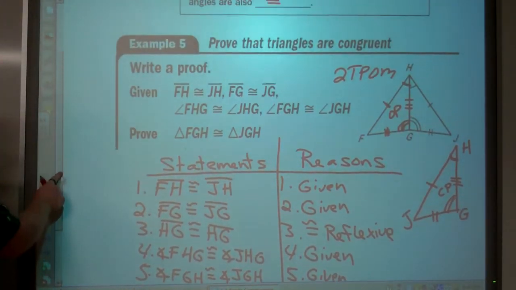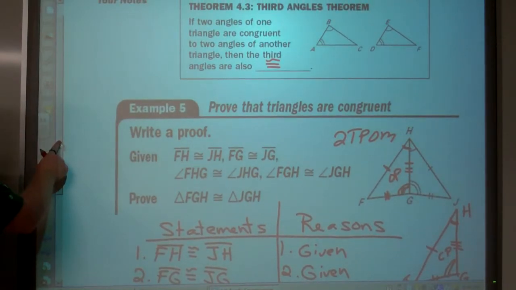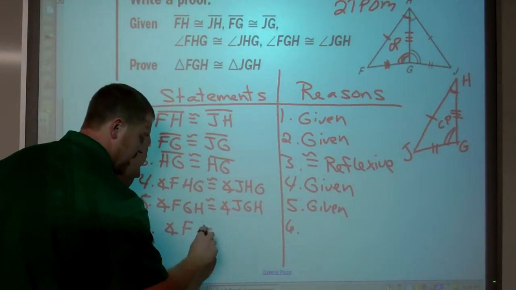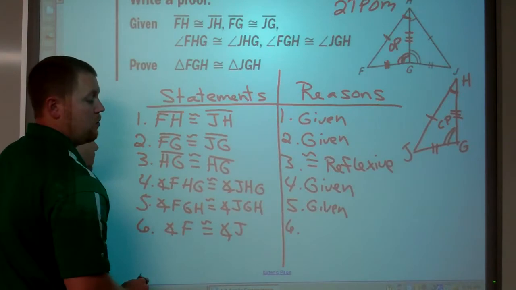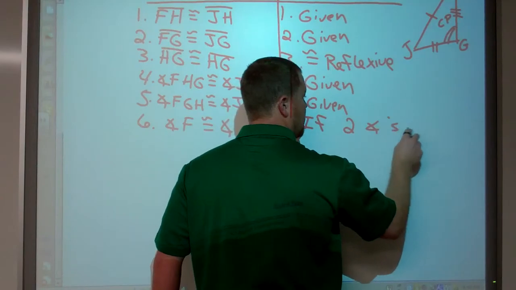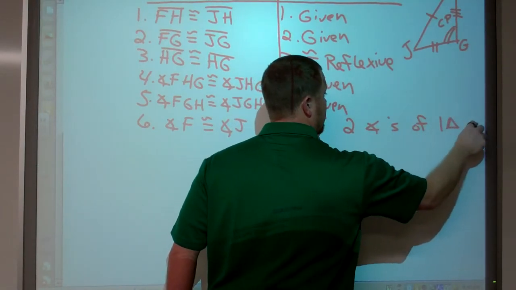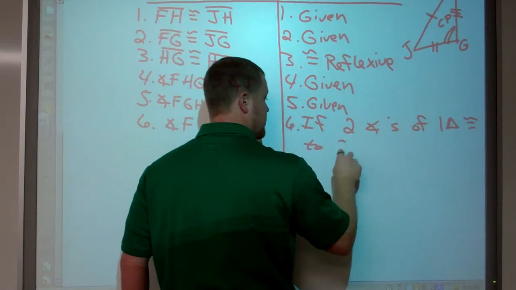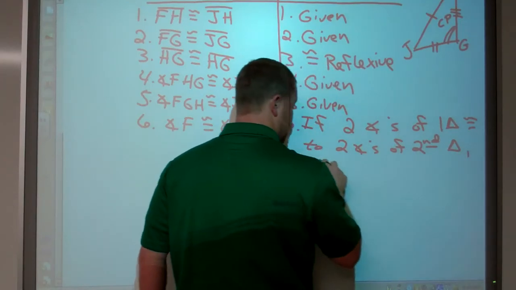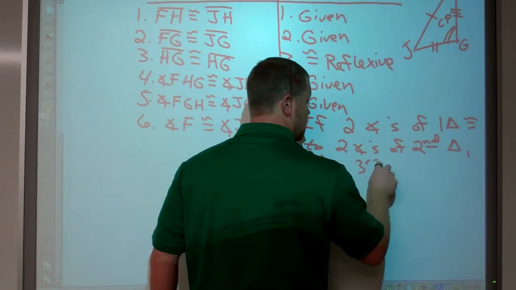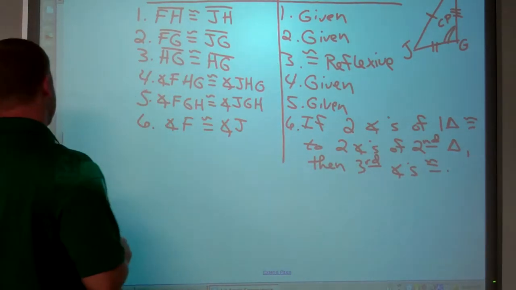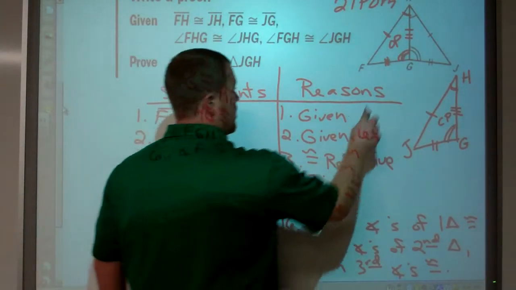Now, can we get the third angles to be congruent? Well, we just learned about up here the third angles theorem, right? And we can use it here. Angle F is congruent to angle J. Why? If two angles of one triangle are congruent to two angles of a second triangle, then the third angles are congruent. So we mark those.